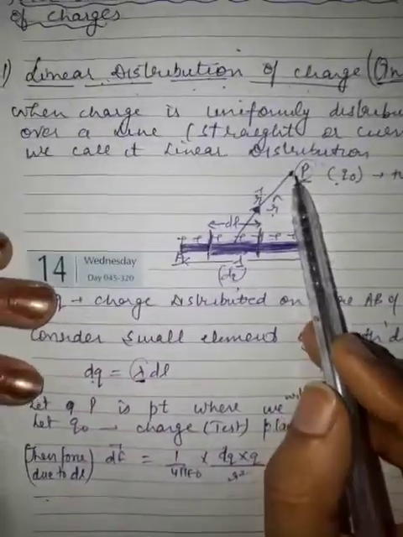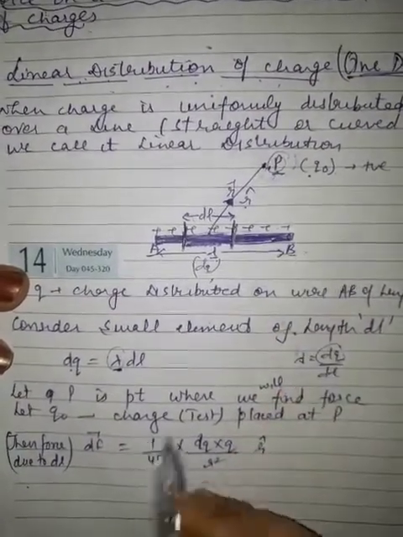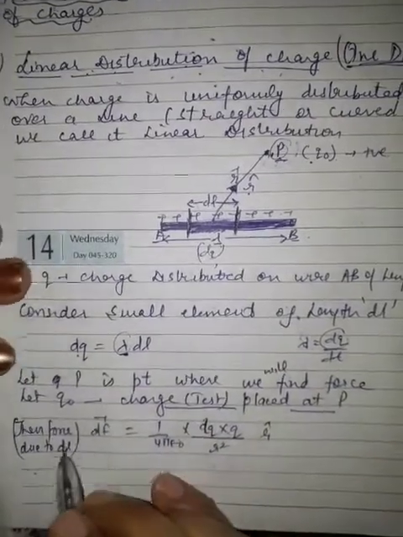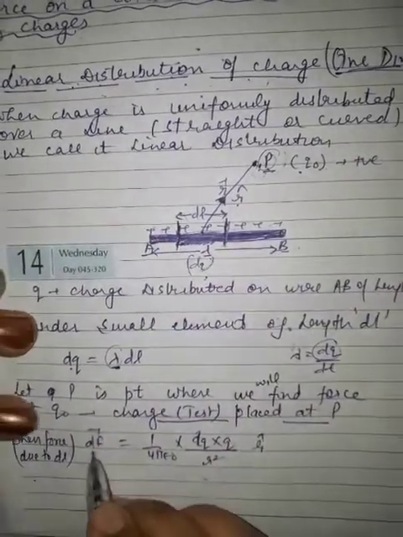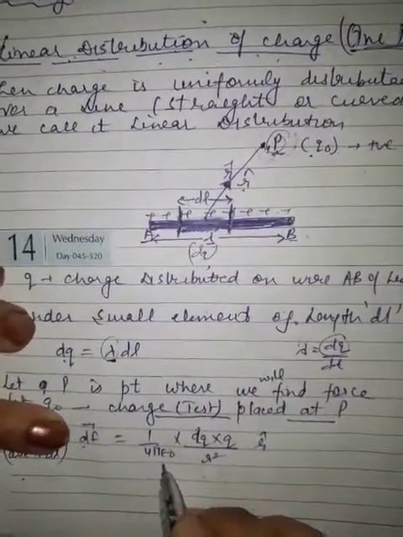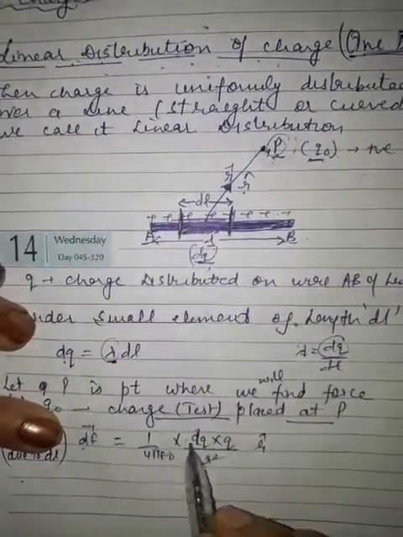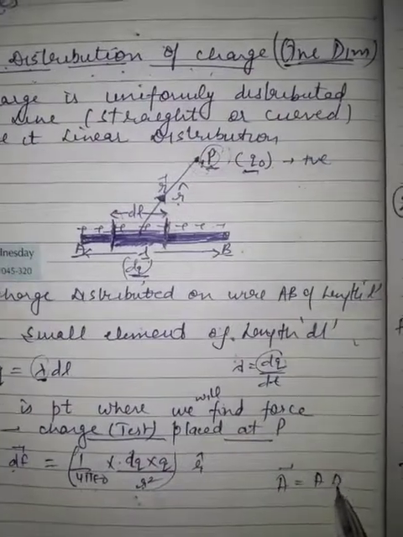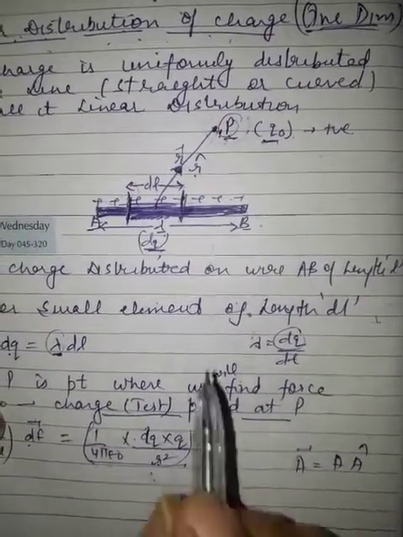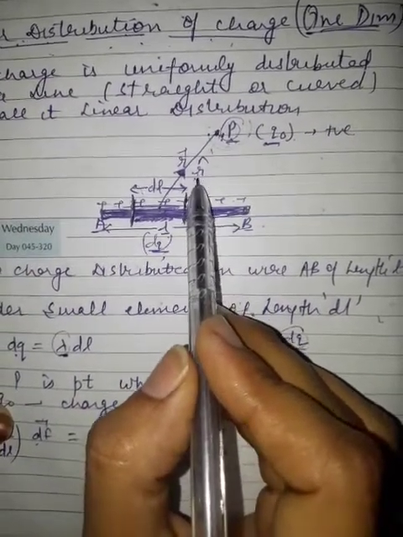Remember, wherever we want to find out the force, we will keep a test charge on it. Now the force at point P because of the small element dl, suppose dF vector, is 1 by 4 pi epsilon naught. What is the charge on it? Q0. What is the charge on this small length? dq. So dq into Q0 upon r square. This is magnitude. A vector is magnitude multiplied by its unit vector. What is the unit vector for that? That is the distance between the two. What is the unit vector along it? That is r cap.